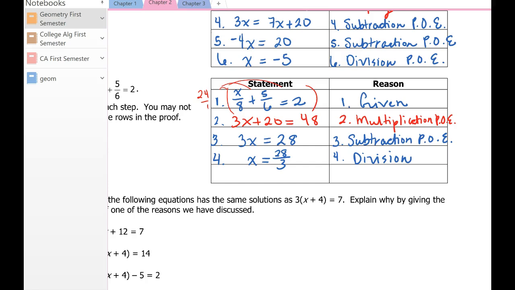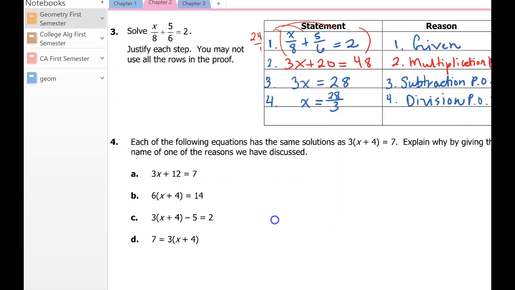Okay, guys, take a look here. I finished the rest in 2 steps. The subtraction property of equality allowed me to have 3x equals 28, and then the division property allowed me to say that x is equal to 28/3. And I should add POE here, property of equality. Like I said, I'm more concerned about that first name. Any questions on that? Okay, then let's do this last piece here.